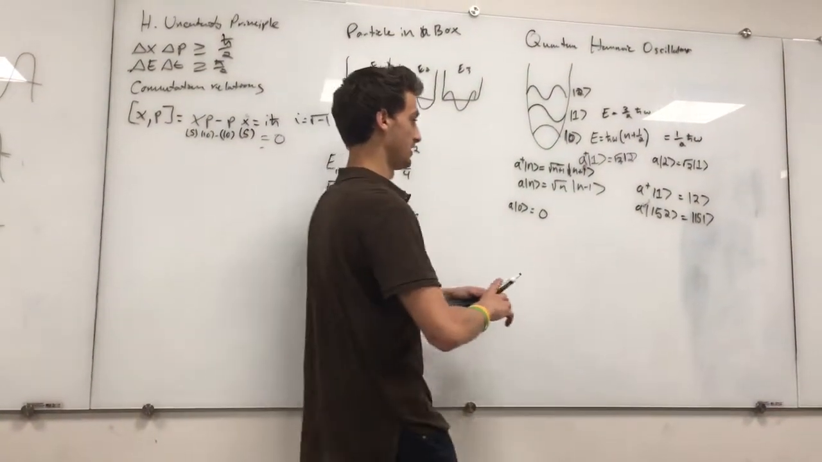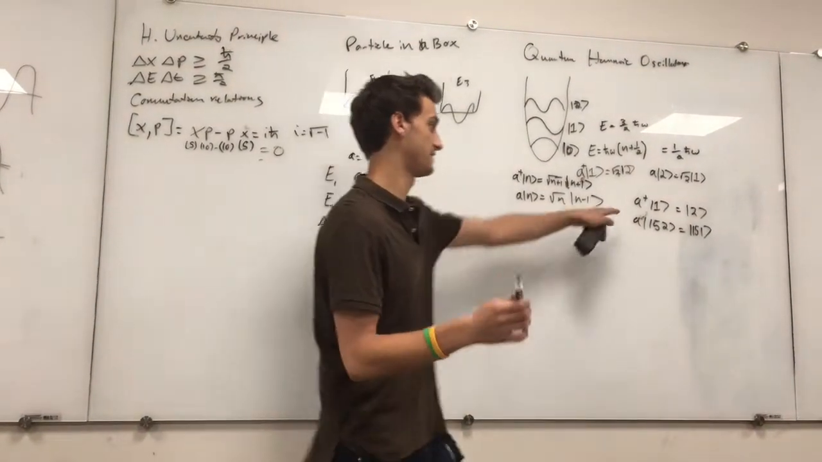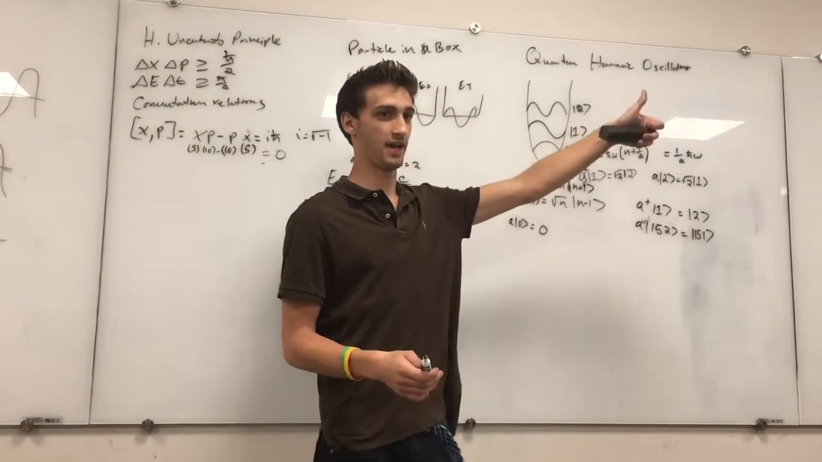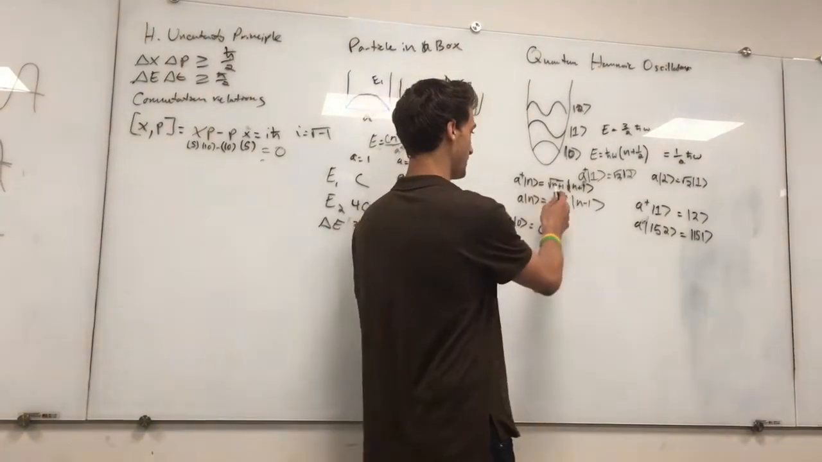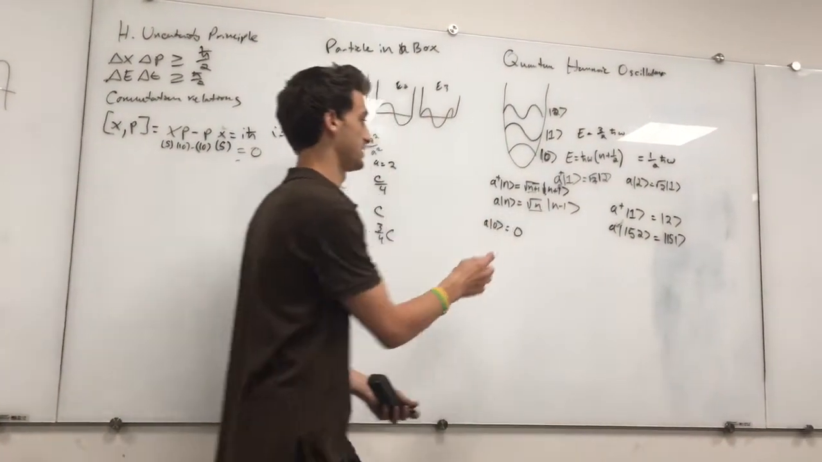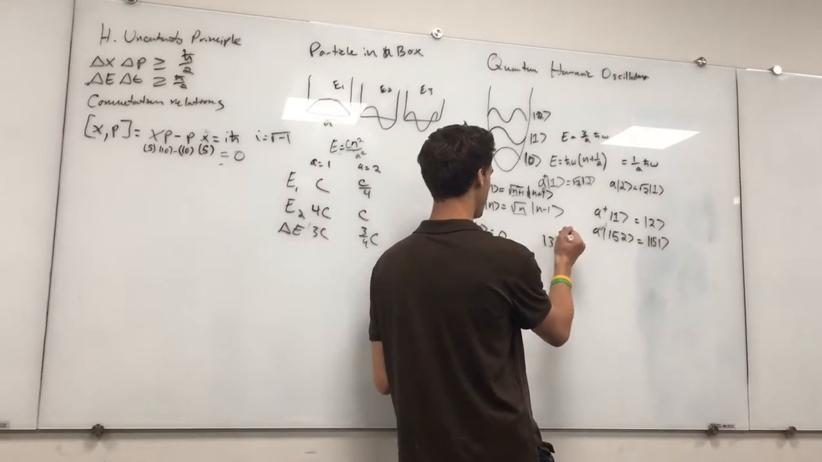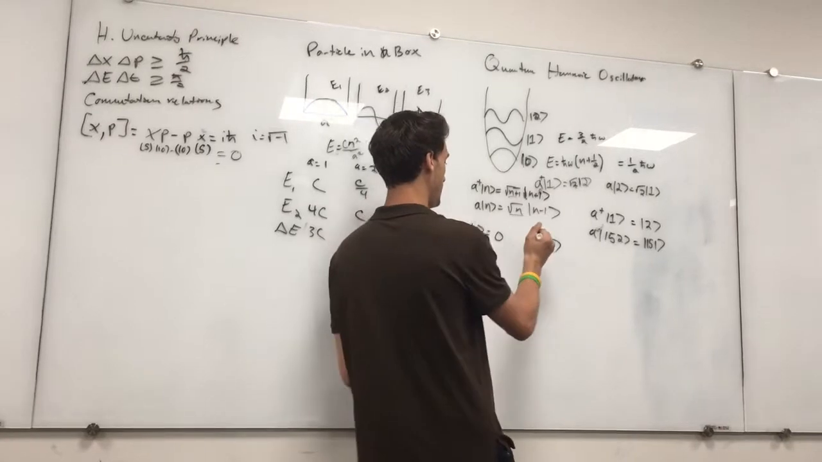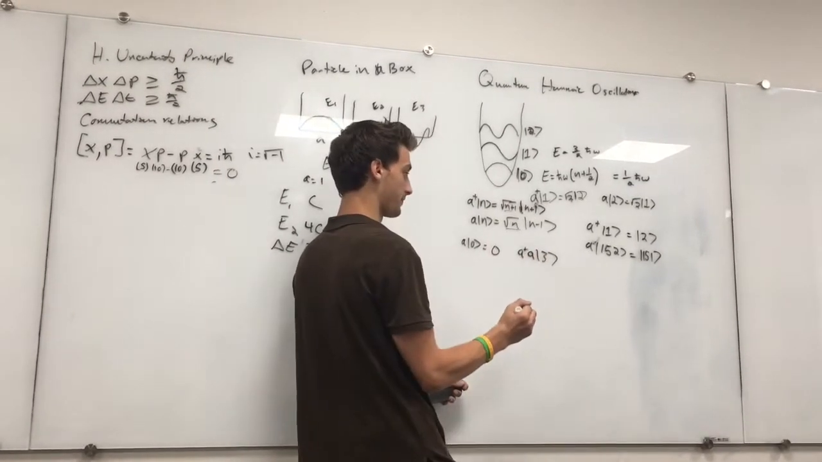Is everybody comfortable with raising? All we do is have this cool object that adds 1, and this cool object that lowers 1. Now let's look at these normalization factors. Let's say we have a state 3, and we operate with the lowering operator and then the raising operator.